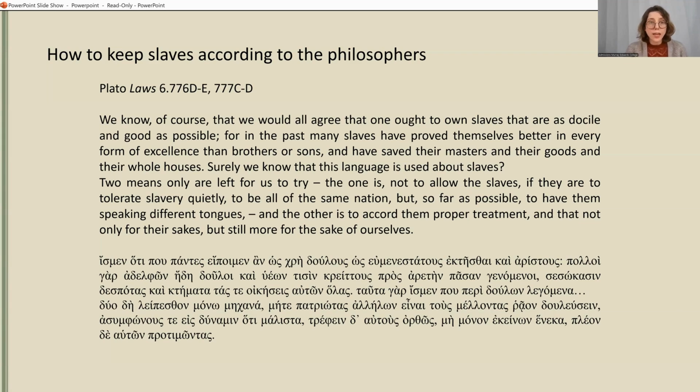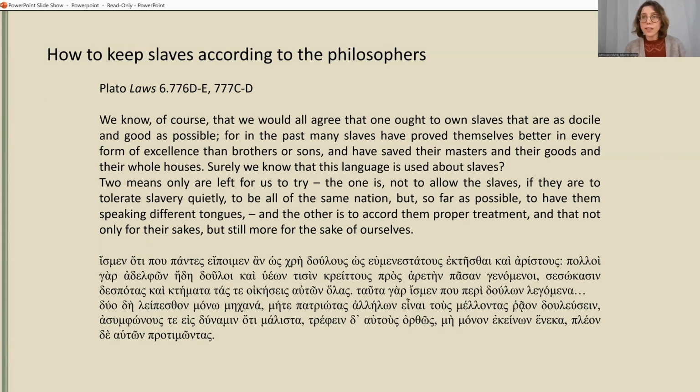Two means only are left for us to try. The one is not to allow the slaves, if they are to tolerate slavery quietly, to be all of the same nation, but, so far as possible, to have them speaking different tongues. And the other is to accord them proper treatment, and that not only for their own sakes, but still more for the sake of ourselves. Okay, so what sort of an ideal type of slave does Plato's Athenian stranger envisage here?